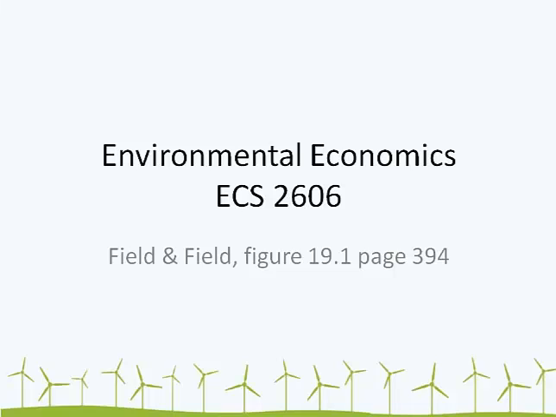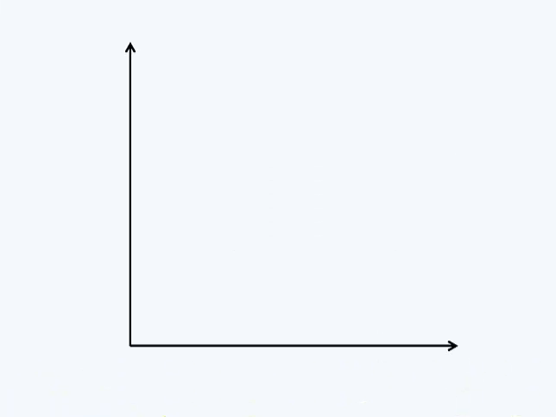We are looking at figure 19.1 on page 394 of your textbook. One of the most frequently used arguments that developing countries can't reach the same level of sustainability as developed countries is that they can't afford it. So this graph tries to illustrate that by means of the PPC curve. That's the production possibility curve.